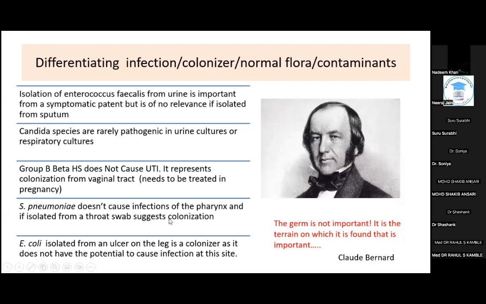Streptococcus pneumoniae doesn't cause infection of the pharynx, but if it is isolated from a throat swab, it suggests colonization. E. coli from an ulcer on the leg is a colonizer, as it does not have the potential to cause infection. So, it's rightly said by Claude Bernard that the germ is not important, it is the terrain on which it is found that is important.